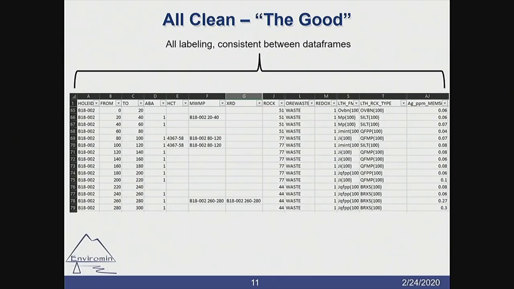But what we did is we flagged each of the samples that had different tests associated with them in these columns. So HCT, MWP, XRD: humidity cell, meteoric water mobility procedure, and X-ray diffraction, acid-base accounting. These are the different tests that were performed on the same material.